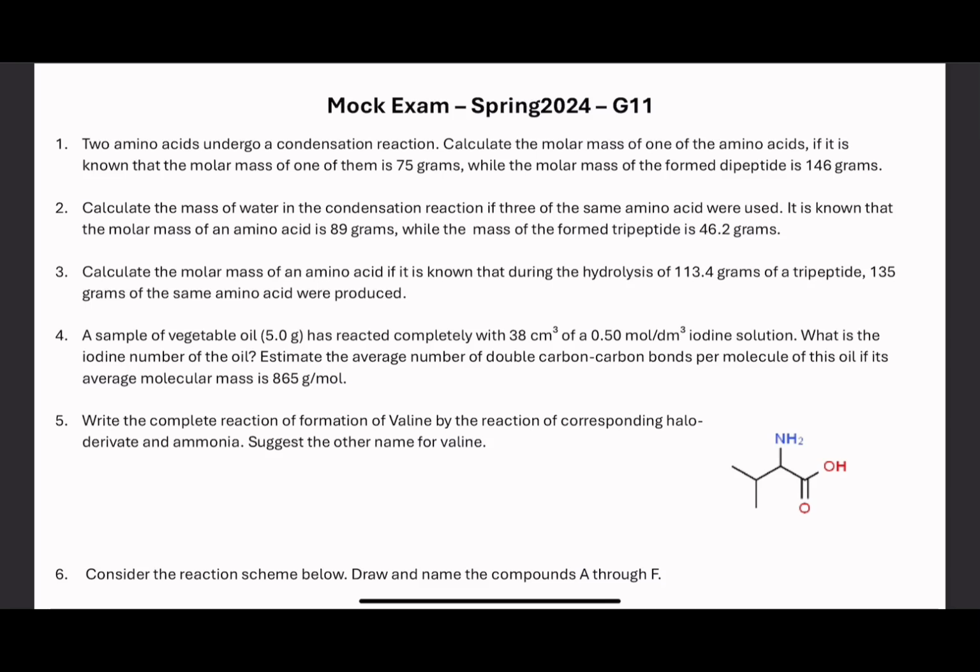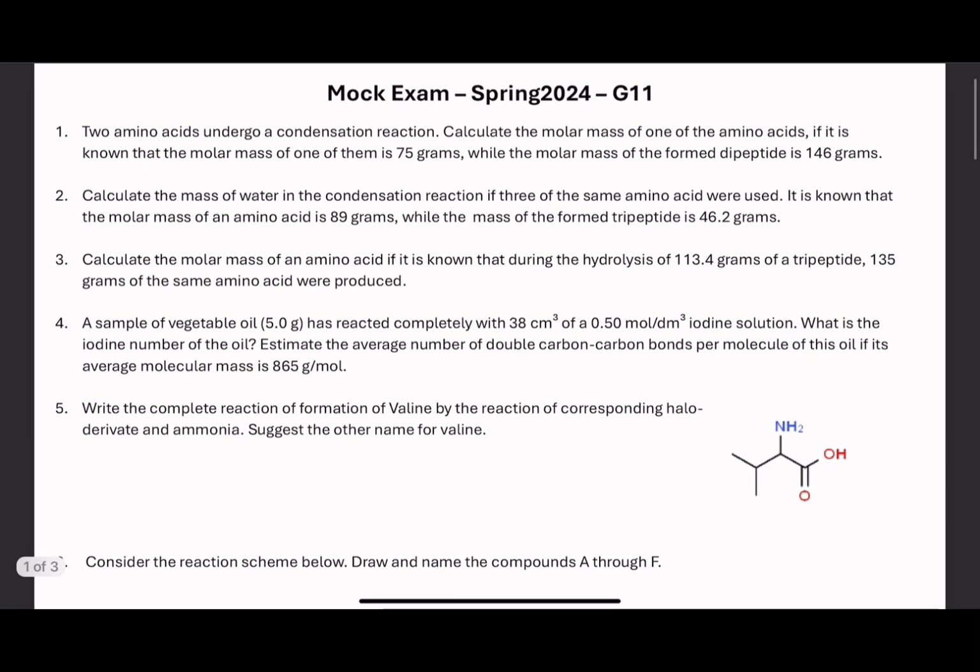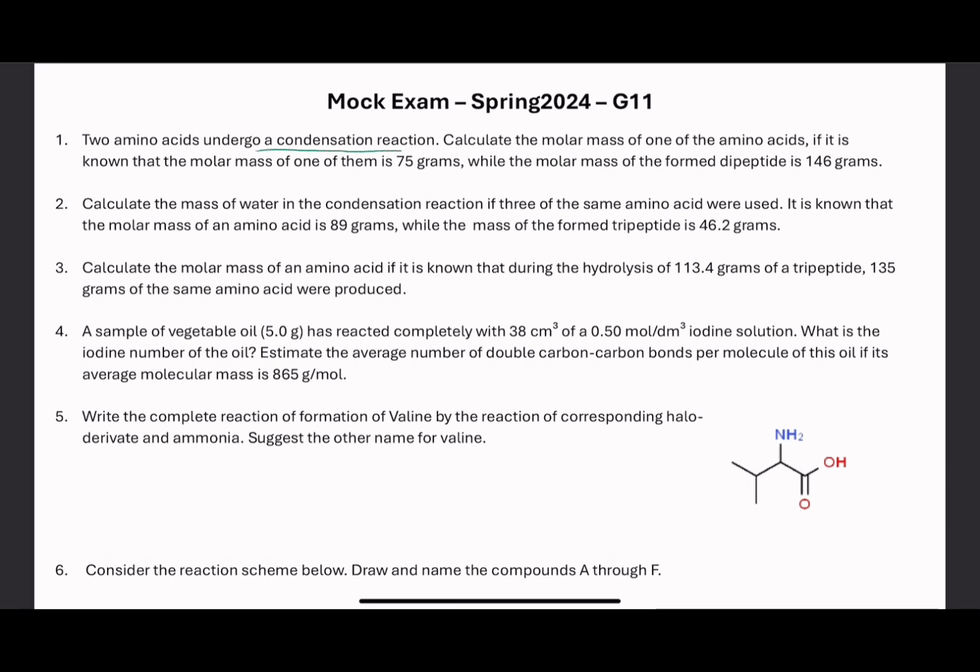Well, this is our last video for grade 11 for the mock exam of the final exam Spring 2024. So we will start with question 1. It says we have two amino acids undergo a condensation reaction. Calculate the molar mass of one of the amino acids if it's known that the molar mass of one of them is 75 grams.